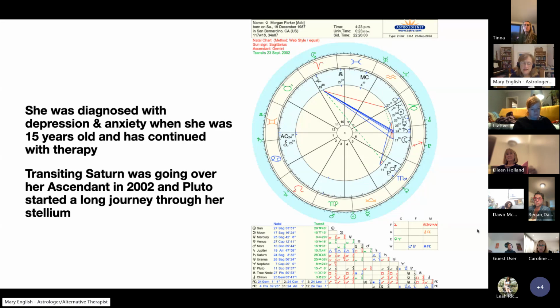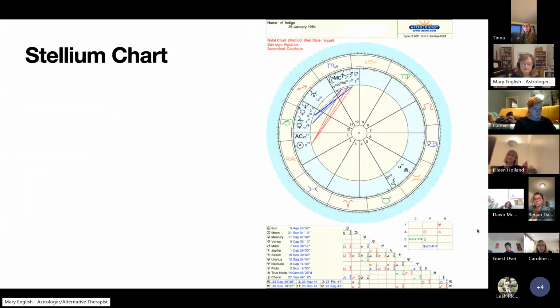And then Pluto started a long journey through her stellium. You'll see on the right-hand side of her chart, the P for Pluto is right slap bang on her moon. So this is when all her troubles started. So we're not going to blame a planet saying, oh, it's Pluto's fault she got the depression, but we are going to note the fact that she felt that transit. You should read her poetry, it's marvellous.